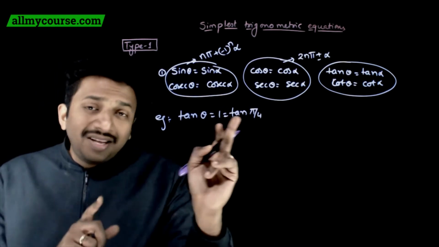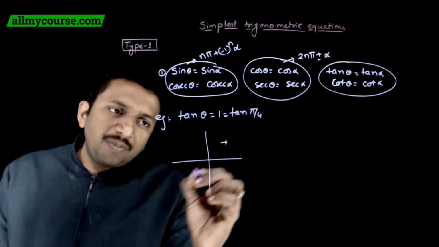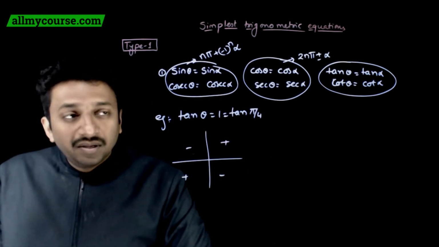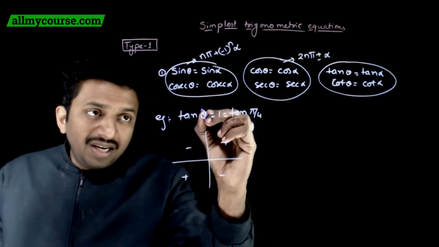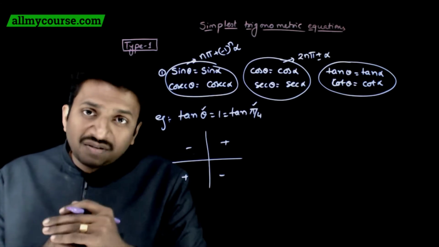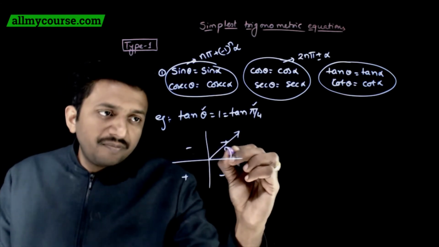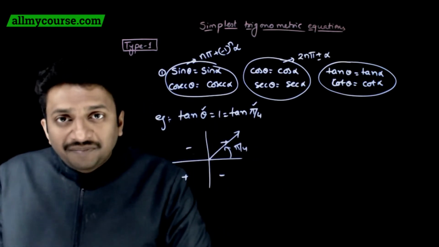So now let us draw the quadrant diagram for tan theta. So we know that tan is positive in the first and third quadrants and negative here. So now we know that tan theta is equal to 1. Theta is equal to pi by 4 is being satisfied. So corresponding to the position of the ray, which is pi by 4, this equation is getting satisfied.